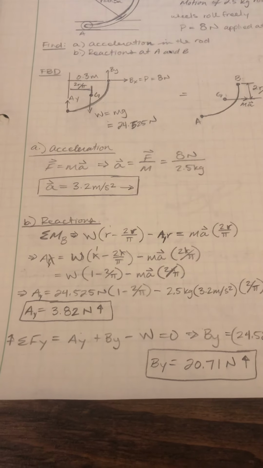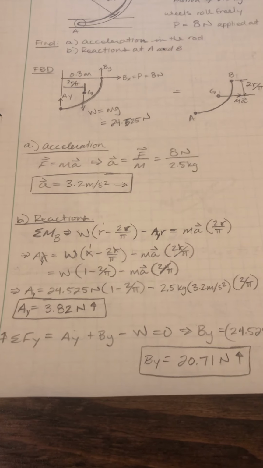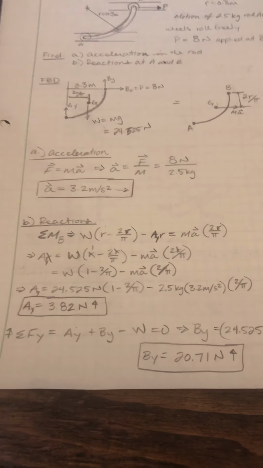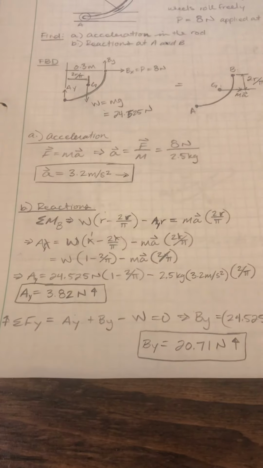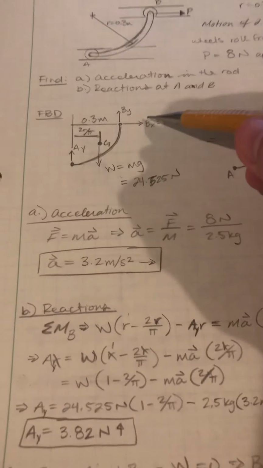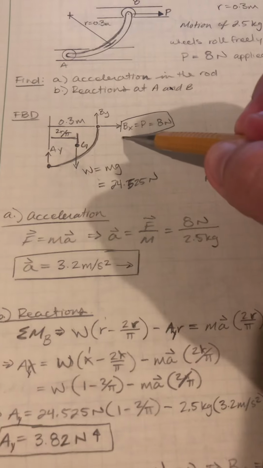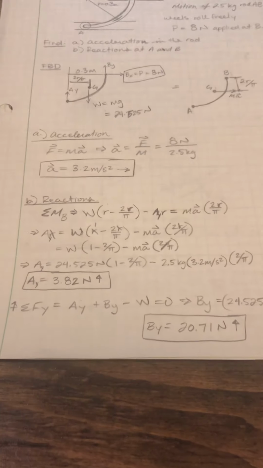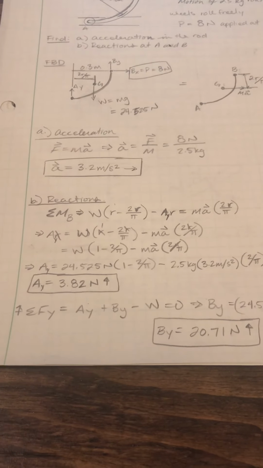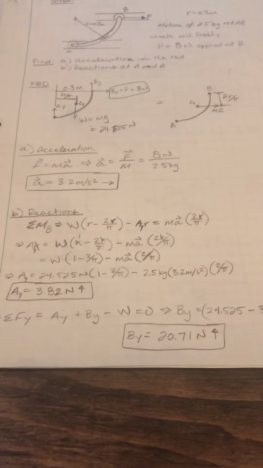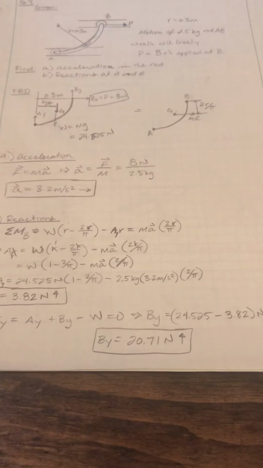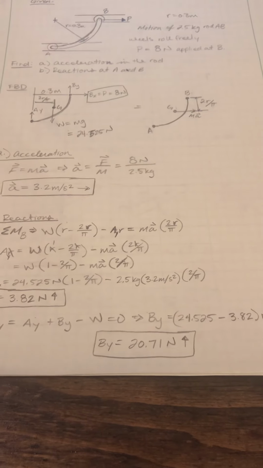Then to find By, we have already found Bx, as Bx is equal to P, as stated up here, which I'll actually box that as well. So we have Ay plus By minus the weight, and so moving the equation, manipulating it, and putting in the values that we've already calculated, we find that By is equal to 20.71 newtons in the vertical direction.